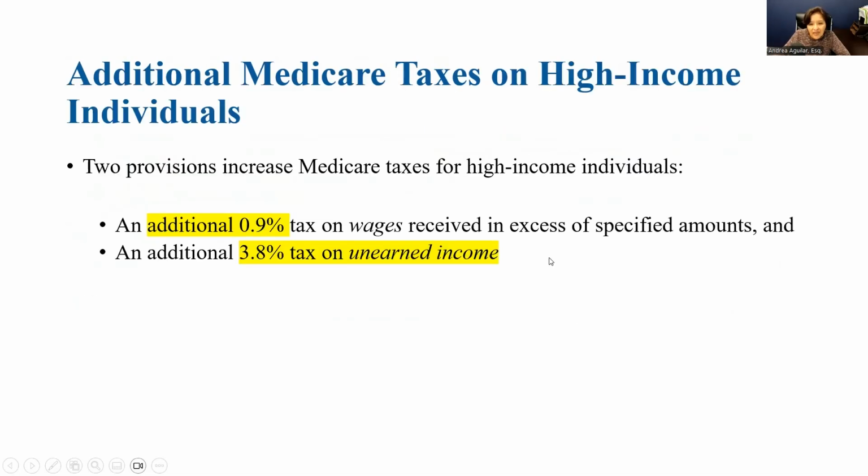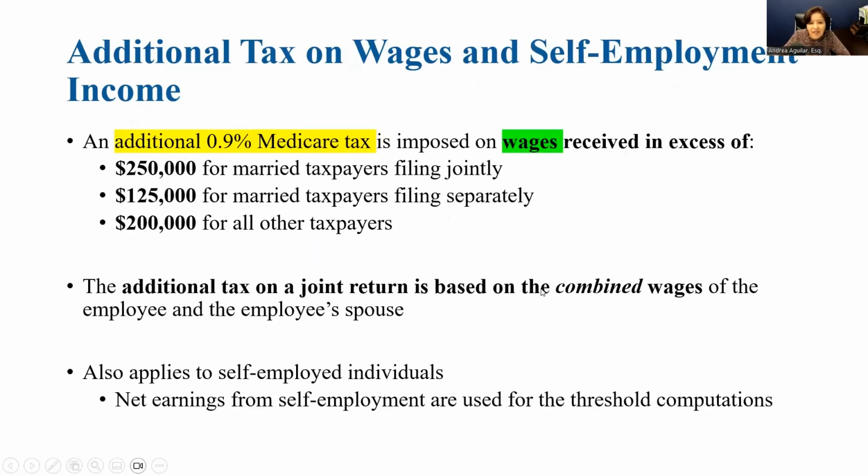Medicare taxes, this is a type of tax that applies to high-income individuals. So, we are going to apply additional taxes. One would be the additional 0.9% Medicare tax on wages received in excess of a specified threshold amount, and I'm going to show you that amount in a second, and also an additional 3.8% of tax on unearned income. Okay, so let's start with the additional Medicare tax.